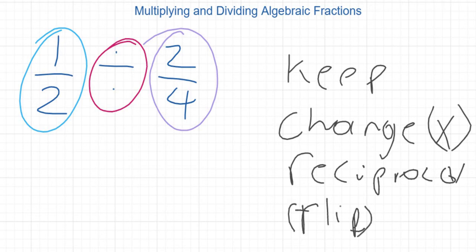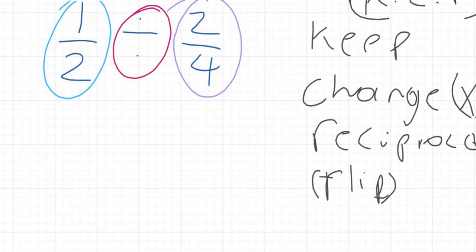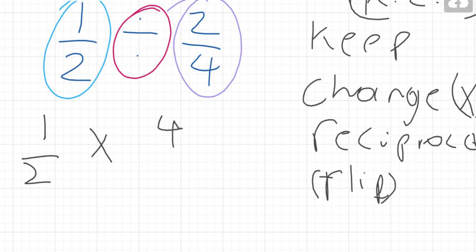So we could actually use an acronym for these words. So we could say KCF, keep, change, flip. So whenever we're dividing a fraction by a fraction, that's what we always do. So we're going to go ahead and just do what the instruction says. We keep the first fraction, we change the sign to multiplication, we flip the second fraction.